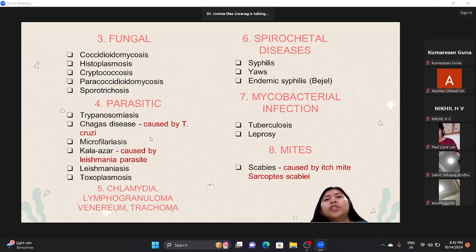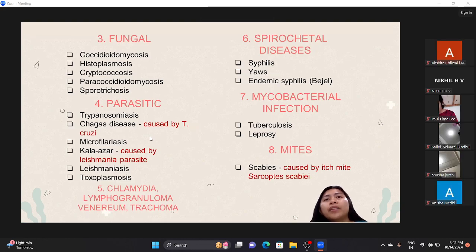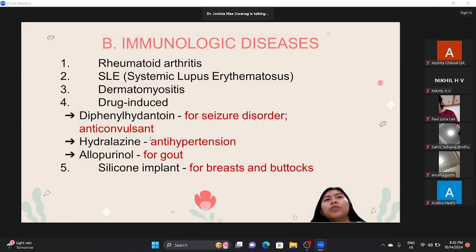Other sources of lymphadenopathy are TB, leprosy, and scabies. Another source of lymphadenopathy is immunology.